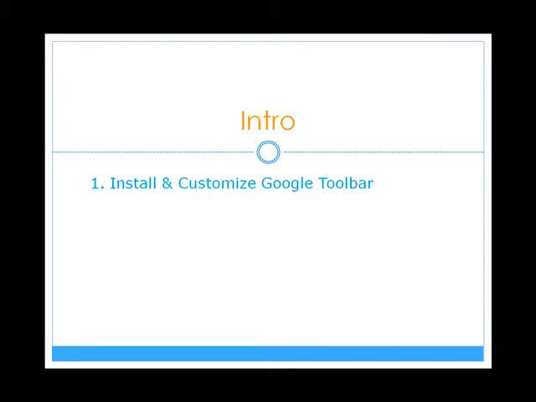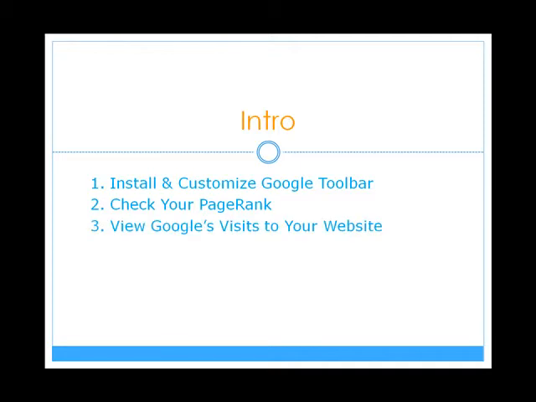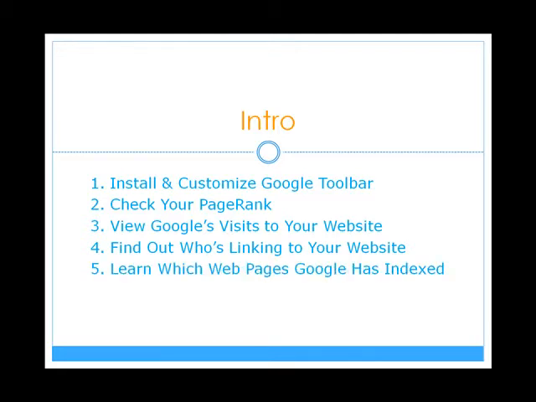First, we will install and customize Google's Toolbar onto your web browser. Second, we'll use the toolbar to check your website's page rank. Third, we'll view Google's visits to your website. Fourth, we'll find out who's linking to your website. And finally, we'll learn which web pages of your website Google has indexed in its search engine.